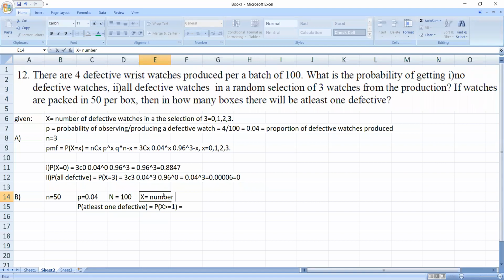And the second part, what you are doing is, after the manufacturing process, you are collecting 50 watches and you are putting them in a box.